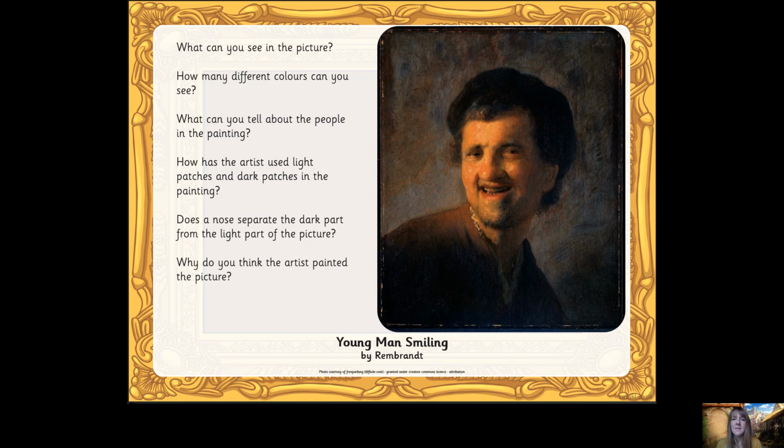How has the artist used light patches and dark patches in the painting? Does a nose separate the dark part from the light part of the picture? Why do you think the artist painted this picture? Why do you think he's painted the picture of the young man smiling? So if you want to have a think a bit more about these questions, you can pause the video here. Otherwise, we're going to move on.